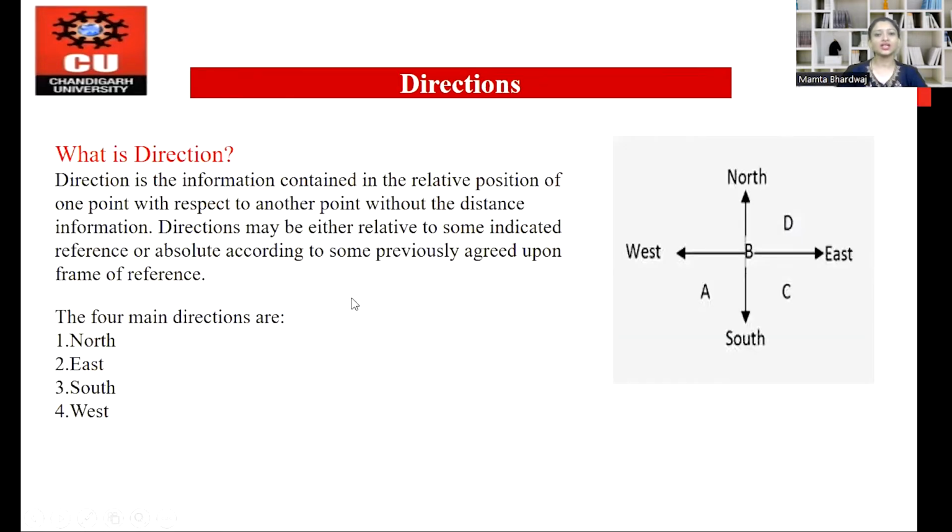So what is direction? Directions are used to determine where things are in relation to other things. Or we can say direction is the information contained in the relative position of one point with respect to another point, without the distance information. Directions may either be relative to some inclined references or absolute according to some previously agreed upon frame of reference. So how many directions are there? Mainly there are four directions: north, east, south, and west.